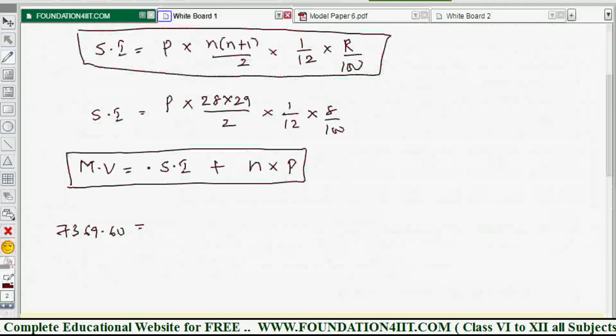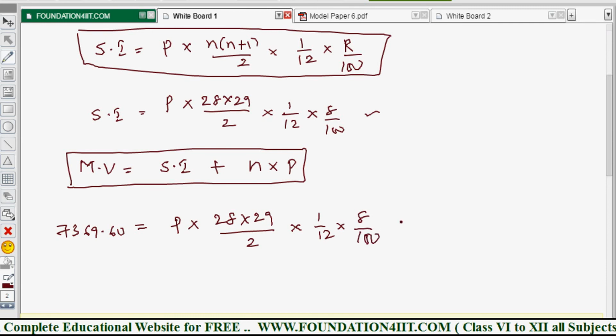7369.60. This is given, and simple interest you can take this value, that is p into 28 into 29 by 2 into 1 by 12 into 8 by 100 plus n into p again. So p value we don't know, n is 28, so p into 28. From this we can find out the value of the p.